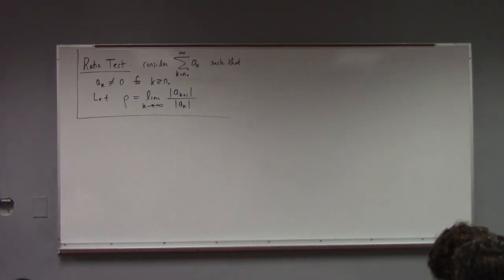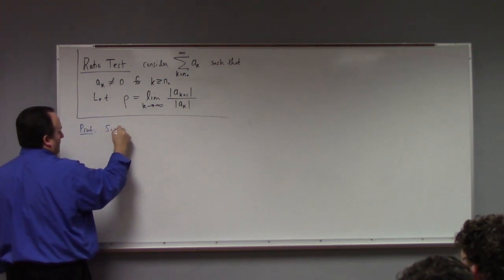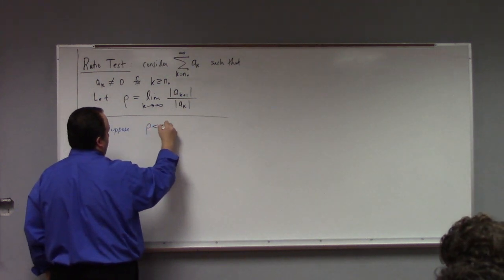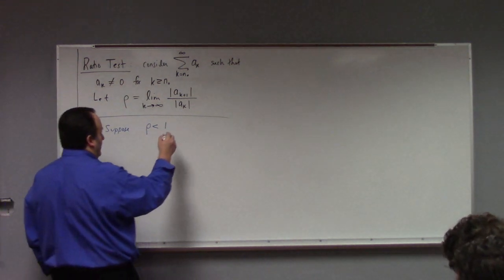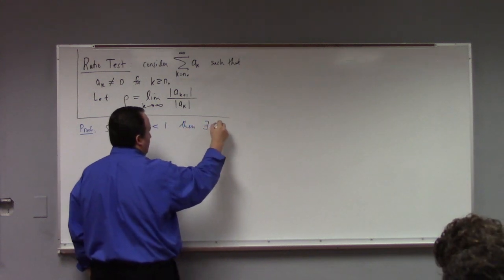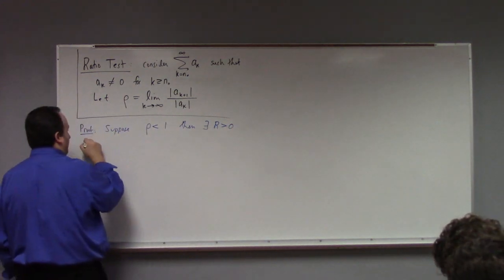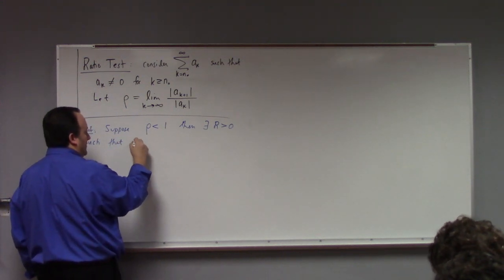So there are basically going to be two cases. So suppose rho is less than 1. We can analyze what would happen if the limit of that quotient exists and it's less than 1. If that's the case, then there exists r greater than 0 such that what? I don't even really need to say it's greater than 0, but you can put an r between rho and 1, right?